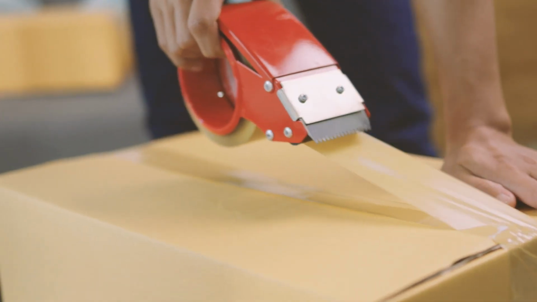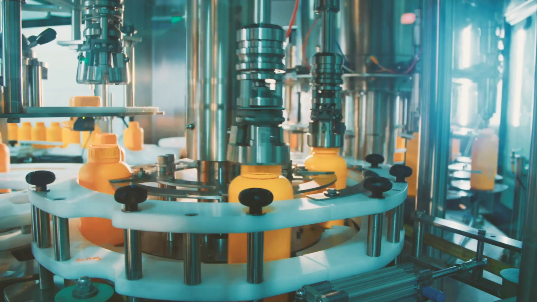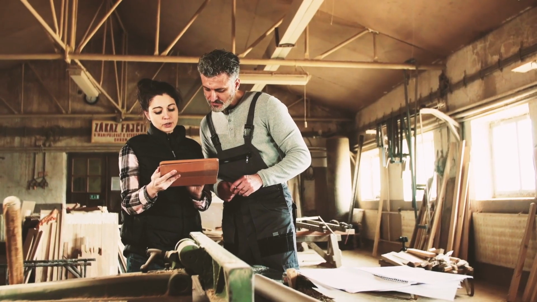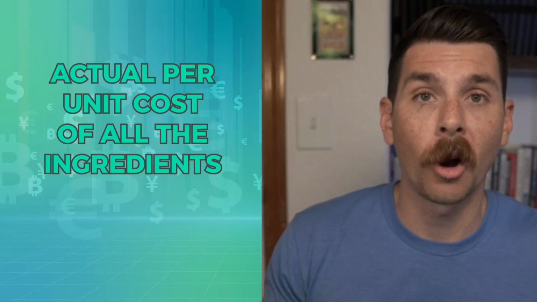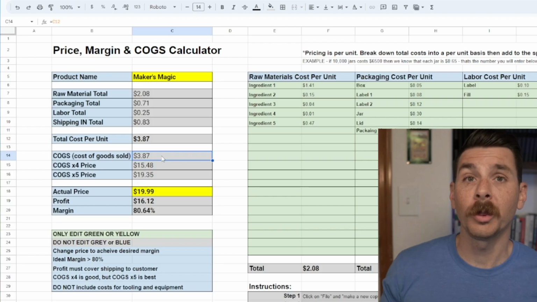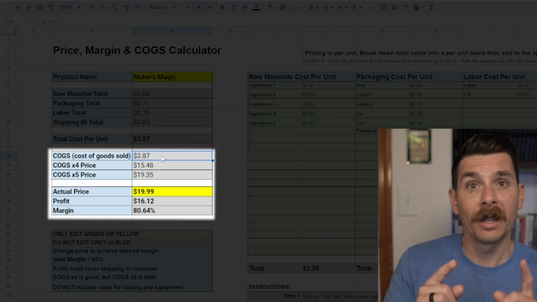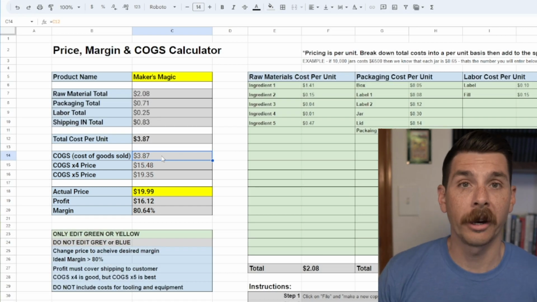It does not include shipping it to the customer. It does not include all of the tooling and the molds and the equipment. The only items that should be included in your cost of goods sold, or your COGS figures, should be the actual per unit cost of all the ingredients that make it come together. Don't worry, I'll explain more. Once we determine our cost of goods, we can then figure out our profit, which will then allow us to figure out our margin. Let's break it down a little bit further.